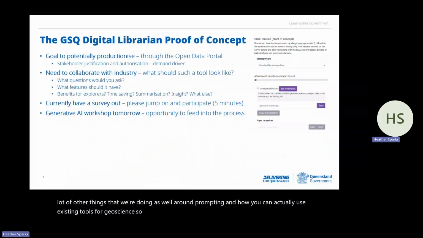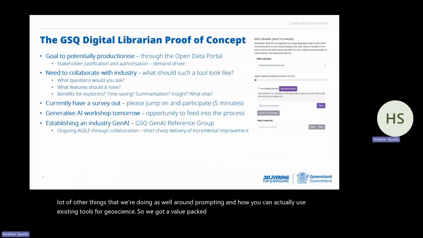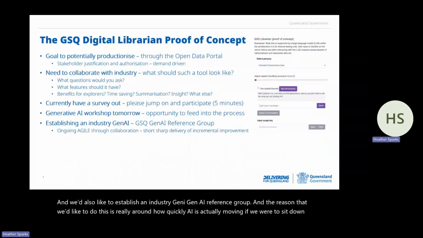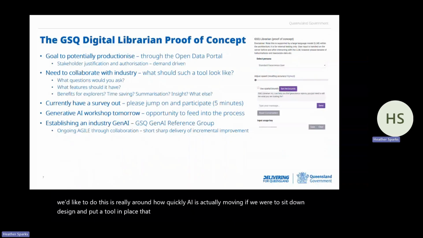So we've got a value-packed agenda. And we'd also like to establish an industry Gen AI reference group. And the reason that we'd like to do this is really around how quickly AI is actually moving. If we were to sit down, design and put a tool in place that took 6 to 12 months, it would already be out of date before we finished it.